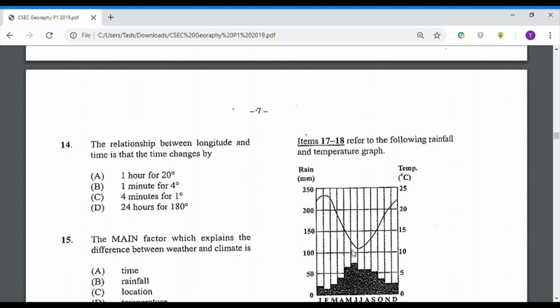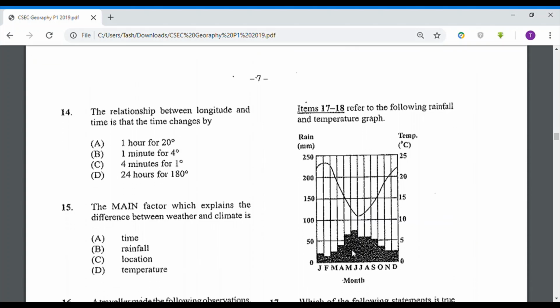15 degrees equals 1 hour. 1 hour is similar to 60 minutes. So if you were to divide 15 into 60, your answer would have been 4. So 4 minutes would be equal to 1 degree. So your answer for number 14 is C.